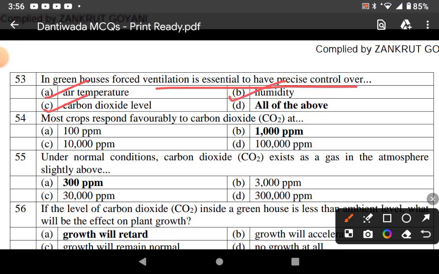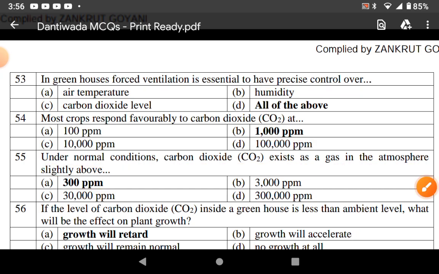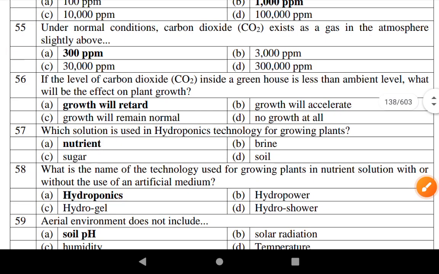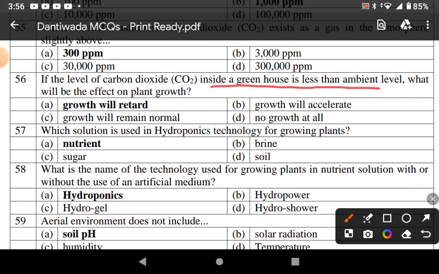Most of the crops respond favorably to carbon dioxide at 1000 ppm, but under normal conditions carbon dioxide in the atmosphere is 300 ppm. The level of carbon dioxide inside the greenhouse is less than the ambient level. What will be the effect on plant growth? The growth will be retarded.